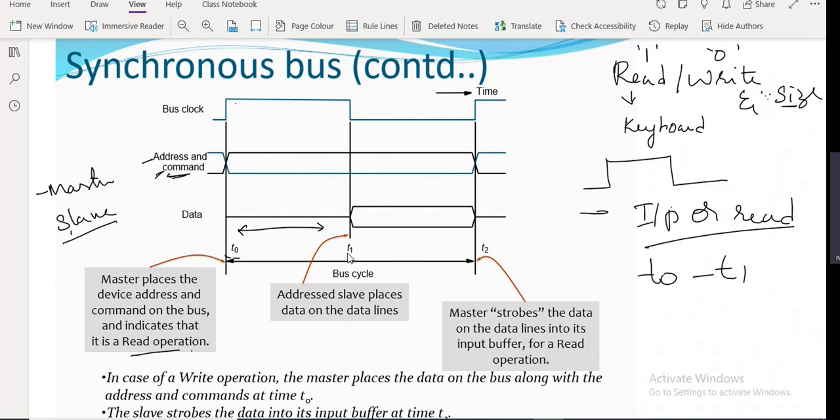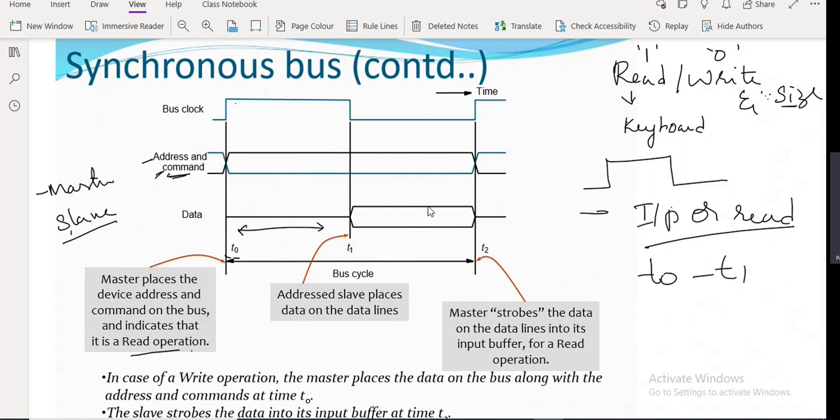Then after t0 to t1, whichever device is addressed is going to recognize it. I told you the address comes now; consider it is matching with this device, so it is going to place the requested data on the bus. How is it going to represent it? Can you see here? It is not performing anything here.